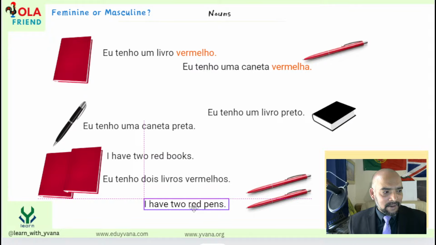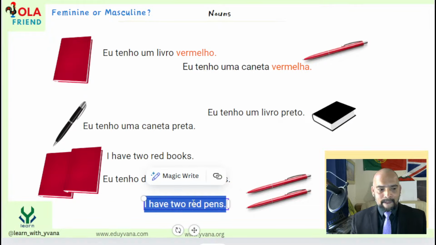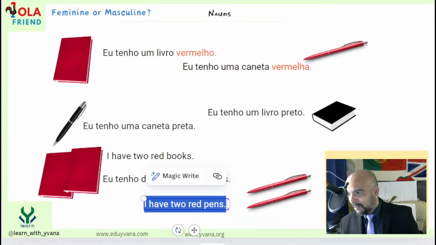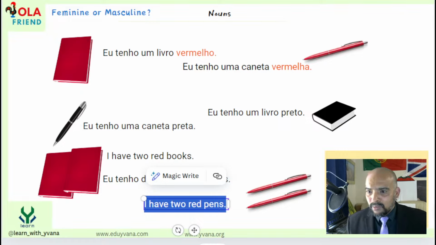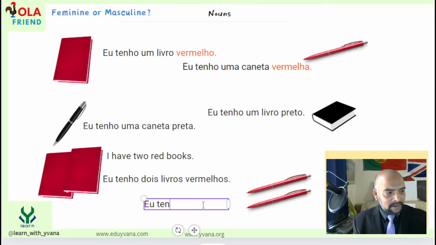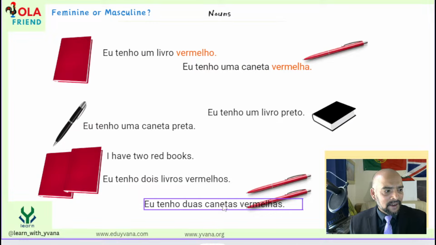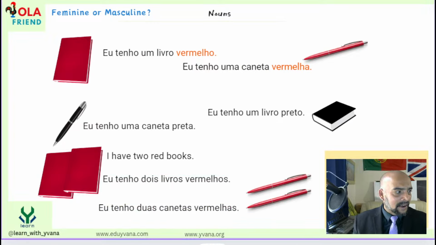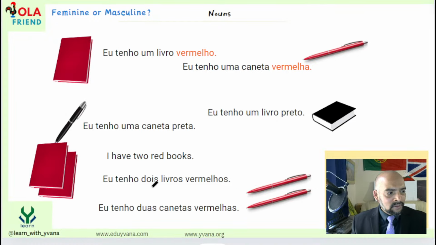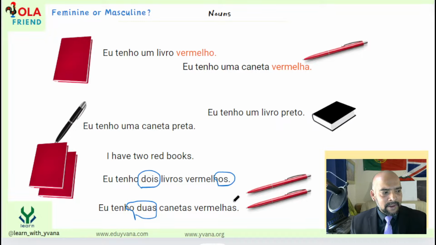And how can you say that I have two red pens? Eu tenho duas canetas vermelhas. That's wonderful, right? You can say eu tenho duas canetas vermelhas, right? I have two red pens, right? So here you can see that when it is the masculine word, two is dois, and when it is feminine word, it is duas. And when it is masculine word, it is vermelhos. And when it is feminine word, it is vermelhas. So this is how the feminine and masculine word impact a whole sentence structure.